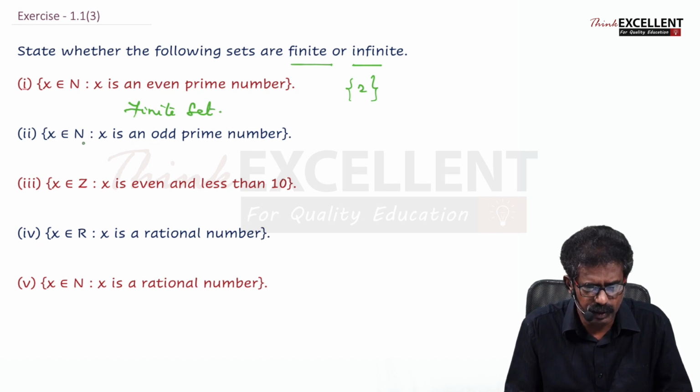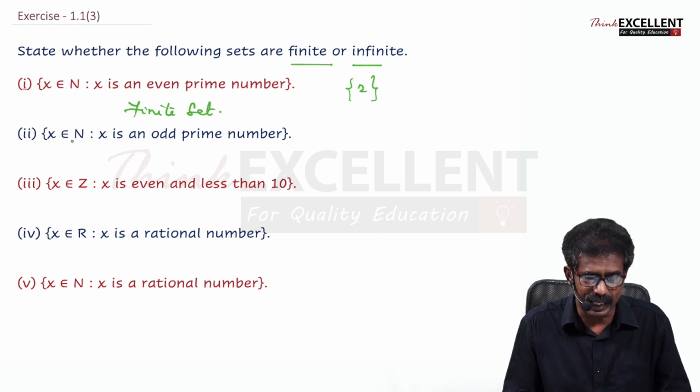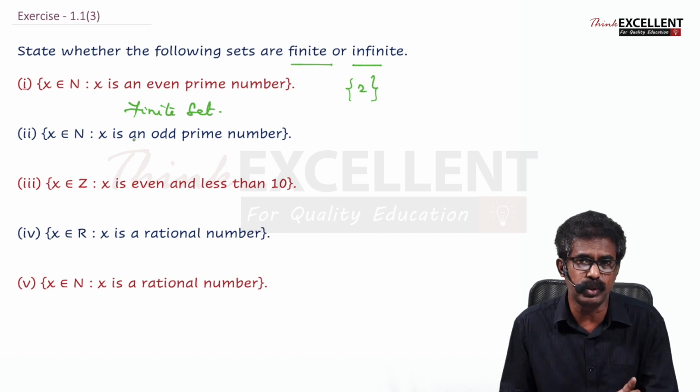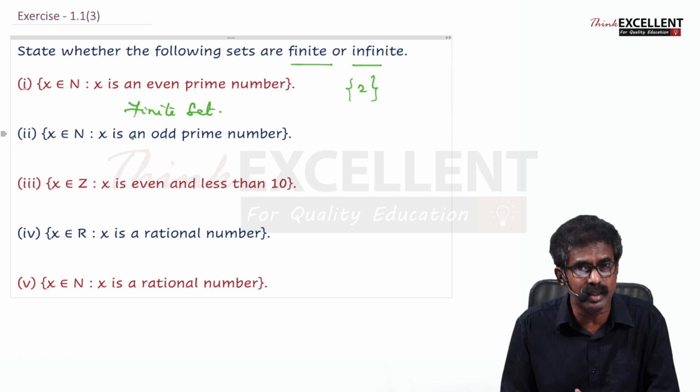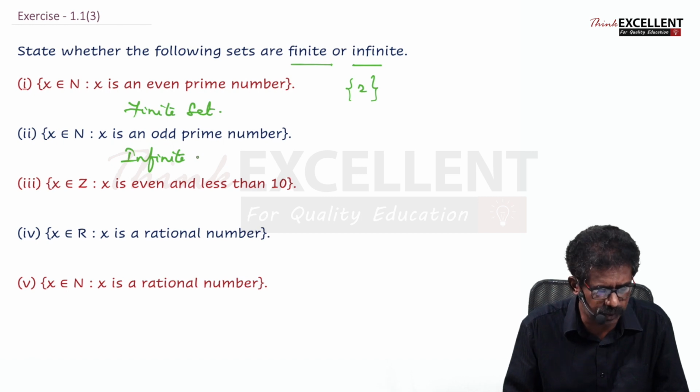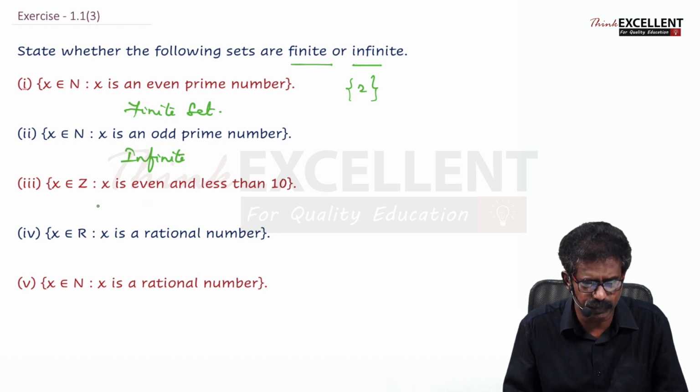So next, x belongs to N, natural number. X is an odd prime number. Except 2, all of the prime numbers are what? Odd numbers only. There are infinite number of prime numbers. So your answer is infinite.